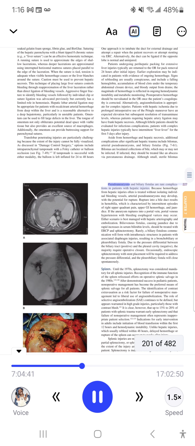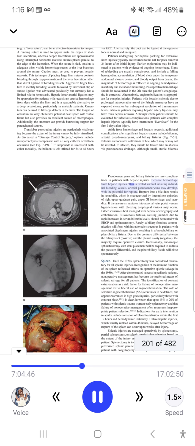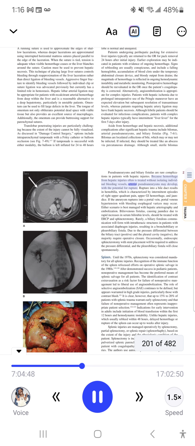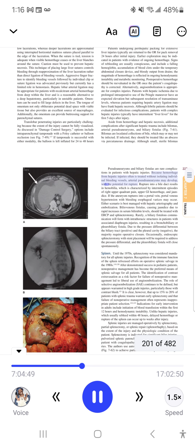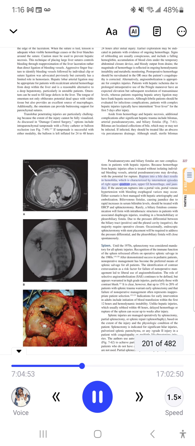Pseudoaneurysms and biliary fistulas are rare complications in patients with hepatic injuries. Because hemorrhage from hepatic injuries often is treated without isolating individual bleeding vessels, arterial pseudoaneurysms may develop with the potential for rupture. Rupture into a bile duct results in hemobilia, which is characterized by intermittent episodes of right upper quadrant pain, upper GI hemorrhage, and jaundice.